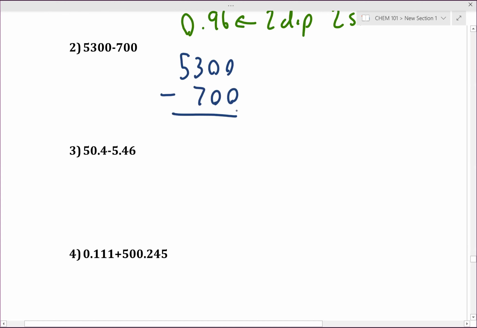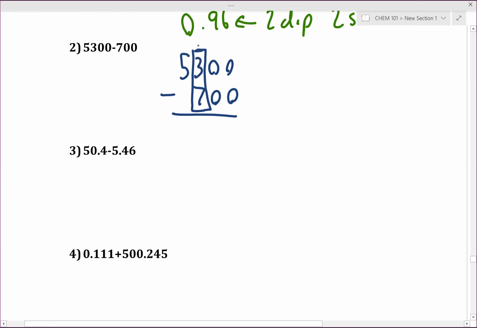Now, trying method number 1, what is the last place that contains a significant digit? So looking at this, does the ones place in either of these numbers have a significant digit? No. What about the tens place? No. What about the hundreds place? Yes. So in both cases, the hundreds place has a significant digit. So we are going to retain up to the hundreds place.